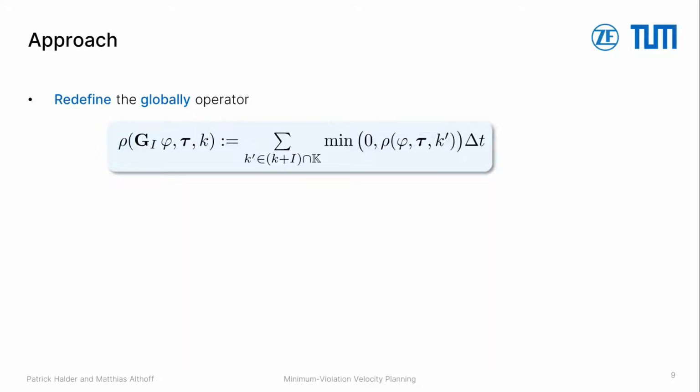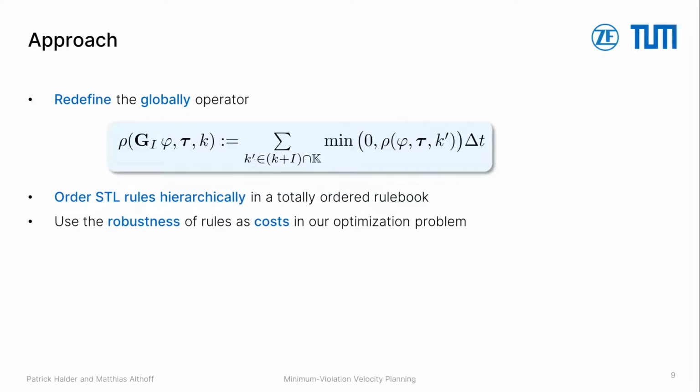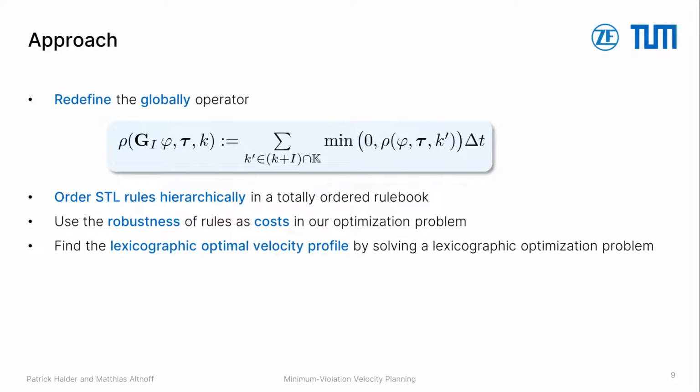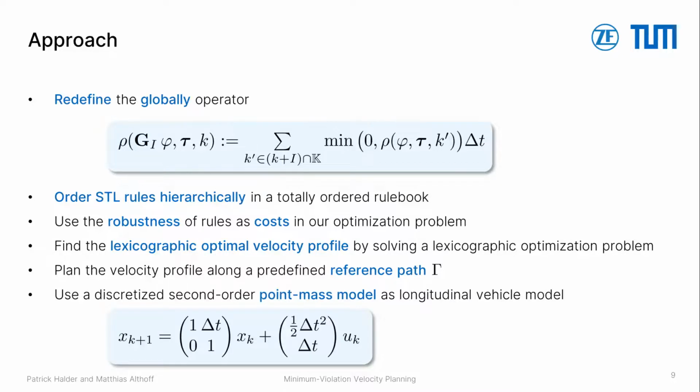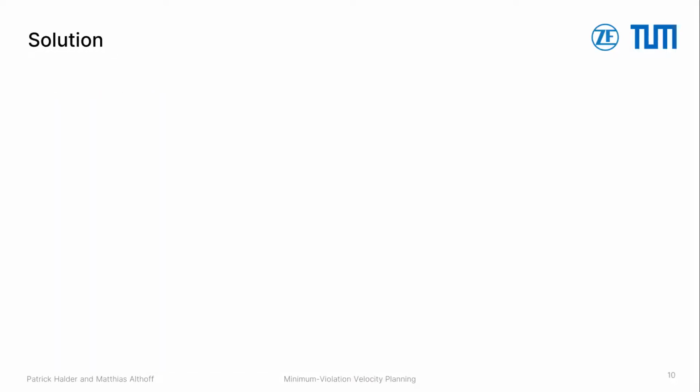All of our formalized traffic rules start with the globally operator. Then we order our STL rules hierarchically in a totally ordered rulebook. And we use the robustness of these rules as the costs in our optimization problem. We then search for the lexicographic optimal velocity profile by solving a so-called lexicographic optimization problem. Our velocity profile is computed along a predefined reference path gamma, and we use a discretized second-order point mass model as longitudinal motion model.